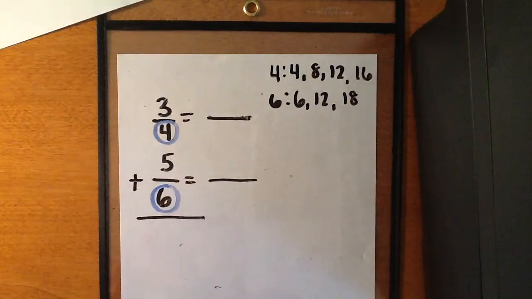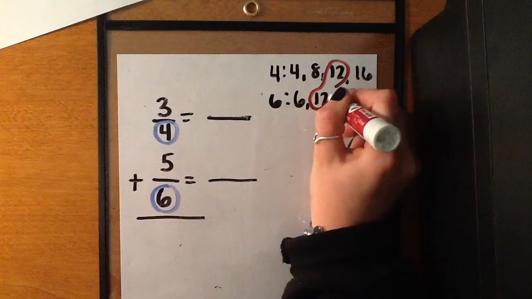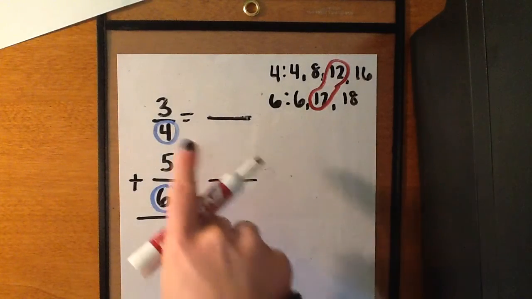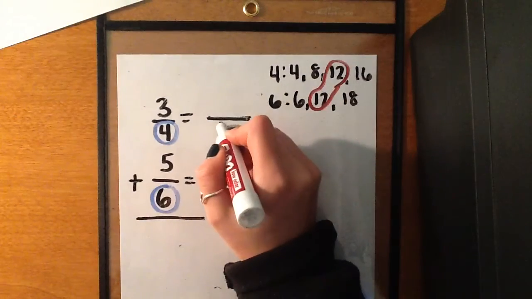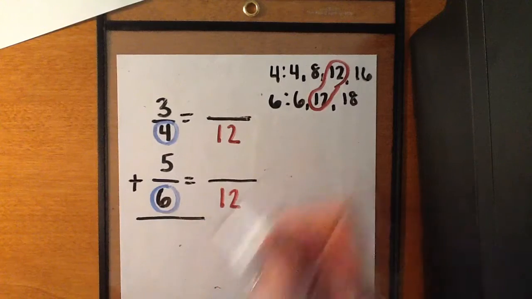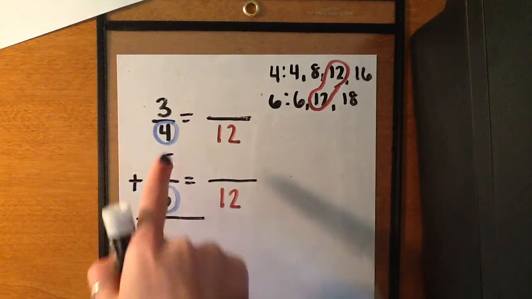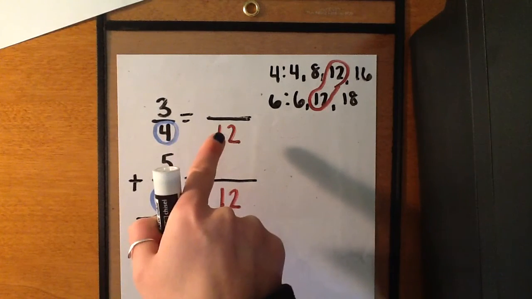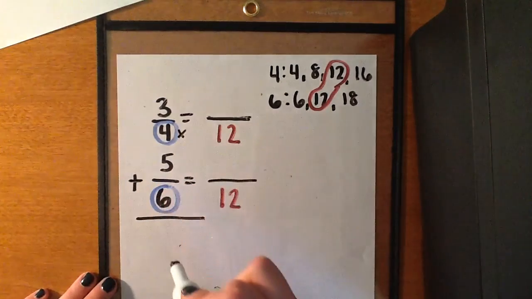They both share 12. So I'm going to circle those, and that is the common denominator for 4 and 6. They both share 12, so I'm going to write 12 and I'm going to write 12. I need to figure out, okay, what do I need to multiply by this denominator to get to 12? So 4 times what is 12?